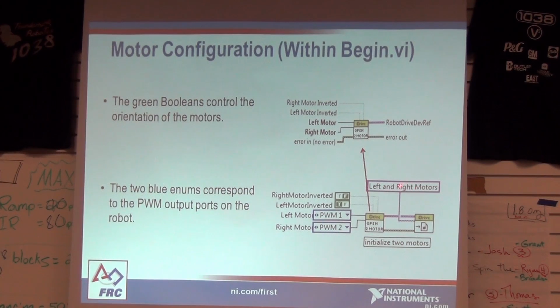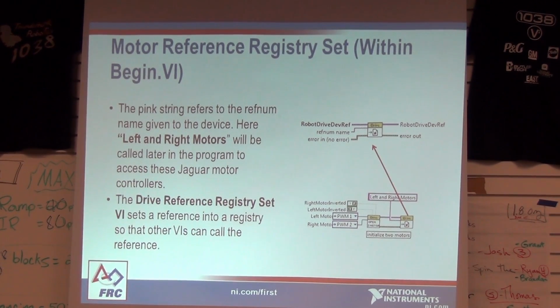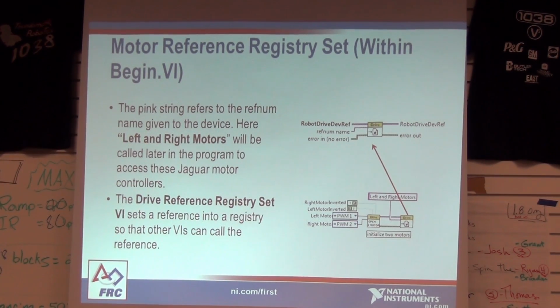If I set it to left and right motors with capital L, capital R, capital M, but then I do a get with all lowercase, I'm not going to retrieve these values, because it's case sensitive. You have to use the exact name that you set it to. Again, this pink string refers to the ref num, or reference number, given to the device. Here it's left and right motors, and it will be called later in the program to access the Jaguar speed controllers. And it's a registry set VI.